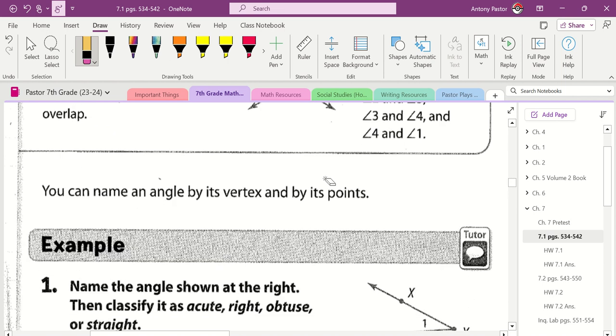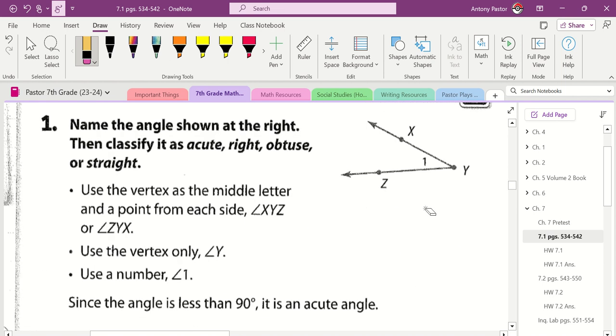Okay, now moving on. Now we're going to learn how to name our angles. This is very important because this is about the first half of your homework.